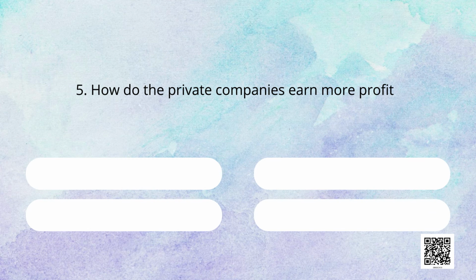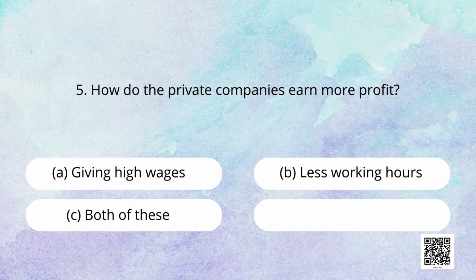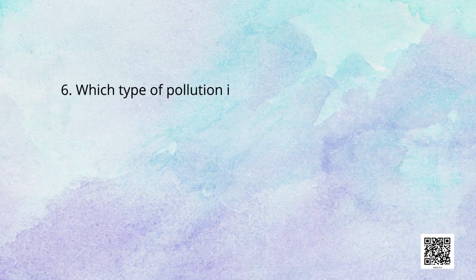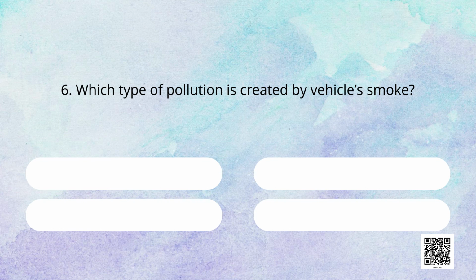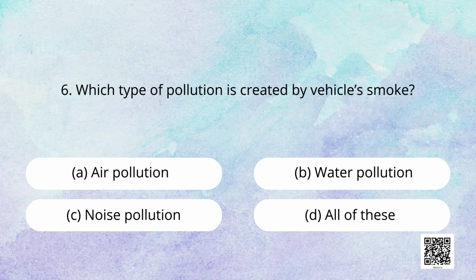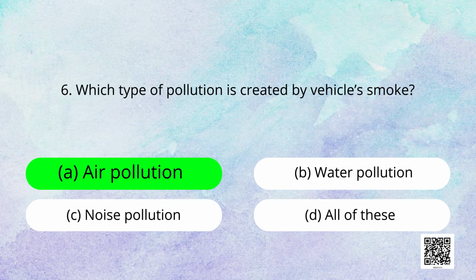Moving on, how do the private companies earn more profit? Giving high wages, less working hours, both of these or none of these? The correct answer is none of these. They actually pay lesser and they want their workers to work more. So, no such option is there. Which type of pollution is created by vehicles' smoke? Air pollution, water pollution, noise pollution or all of these? Very easy. It is air pollution which is created by vehicles' smoke.